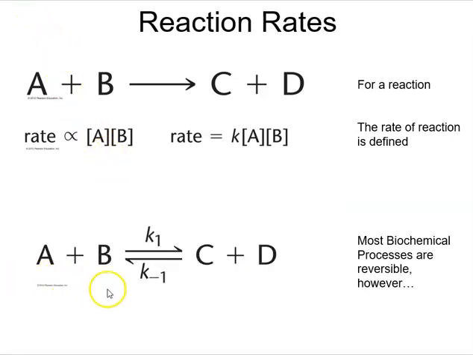So in chemistry, we talk about A plus B will generate C plus D, right? So we have one reaction constant, and the reverse reaction would have that inverse reaction rate constant. So most biochemical processes are reversible. However, each step is regulated by an enzyme, and sometimes enzymes don't catalyze the reverse reaction very well.